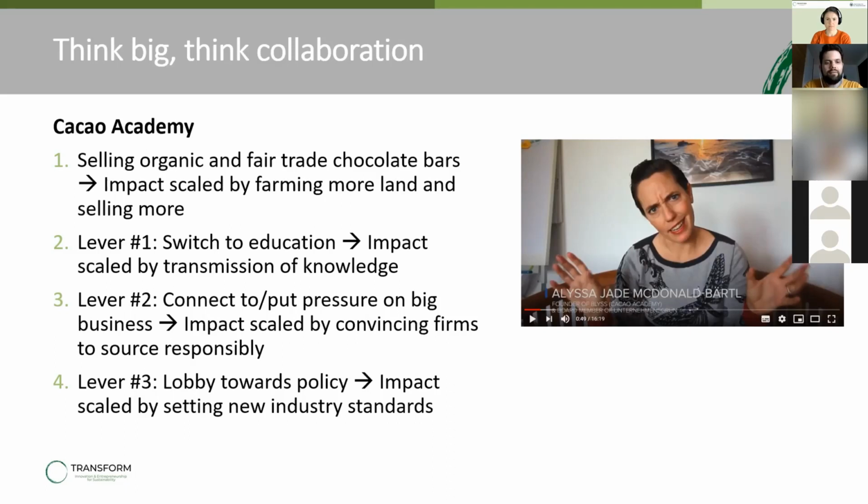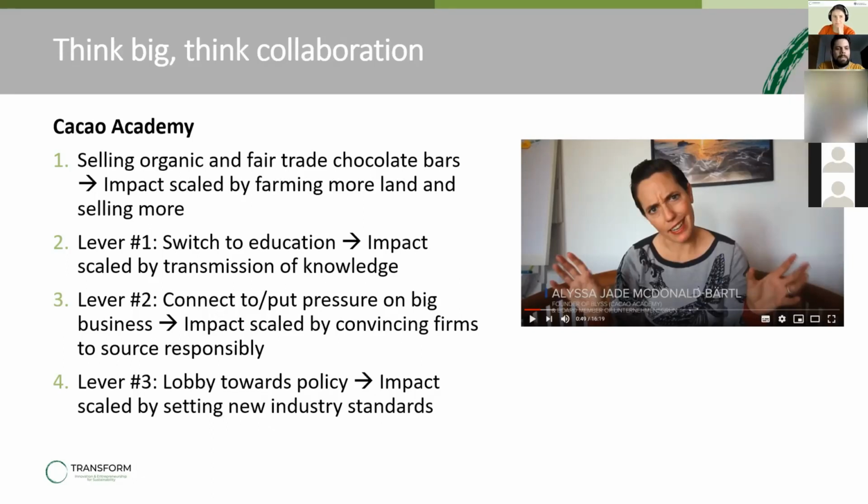The second impact lever is that she connected and tried to put pressure on big business. If you haven't done so, I would really encourage you to watch the whole thing, because one, it's super entertaining, and two, it's really original. So for instance, she as an entrepreneur is collaborating with the Voice Network, which is the biggest NGO in the cacao industry.